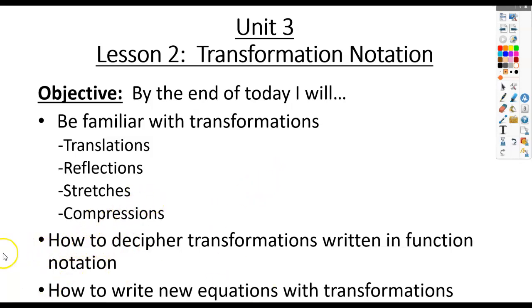In this lesson we're going to be talking about transformations. So what is a transformation exactly? Well, a transformation is something that you do to a function that will either change its position on a graph or even change its shape a little bit. So there are 4 different transformations we're going to be looking at in today's lesson: translations, reflections, stretches, and compressions.